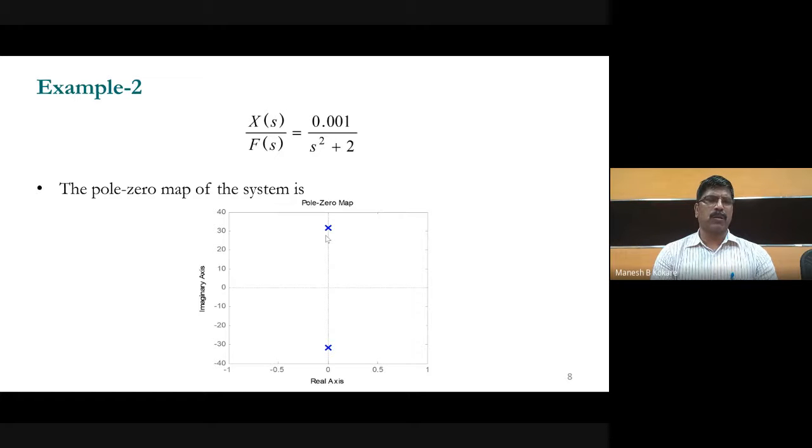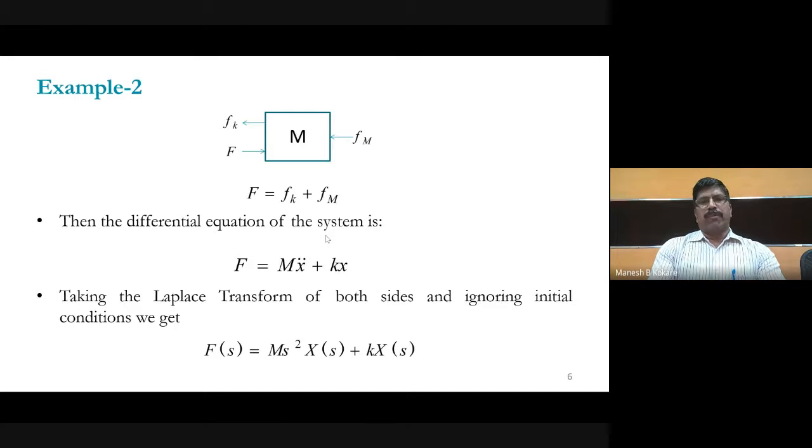Have you understood, or is there any query? I'll be happy if I get feedback from your side. Otherwise, it will be one-way kind of thing. Yes, sir. Okay, fine. So we'll take one more problem also.